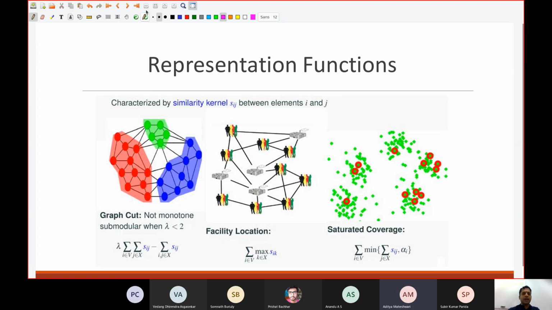Okay, so let's look at the facility location, which is in the center. I'll show its proof. The others are not very difficult. Saturated coverage is actually very simple.